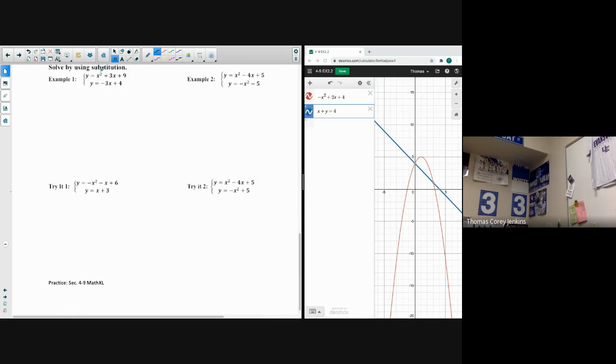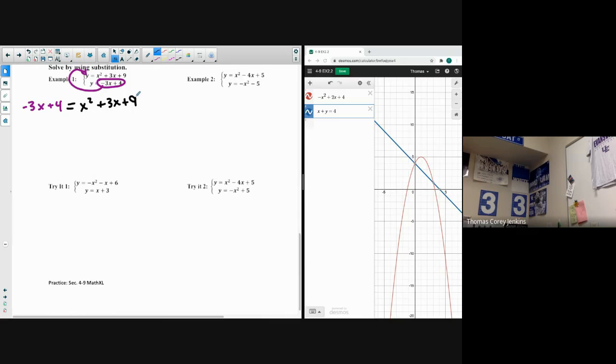We have y equals x squared plus 3x plus 9, and y equals negative 3x plus 4, right? So we know how to use the substitution method. If y is set equal to negative 3x plus 4, then we can sub negative 3x plus 4 in for y in the other equation. That would give me negative 3x plus 4 equal to x squared plus 3x plus 9.